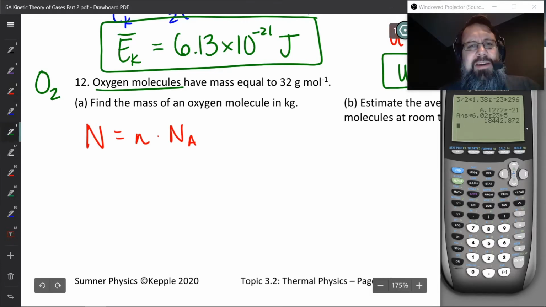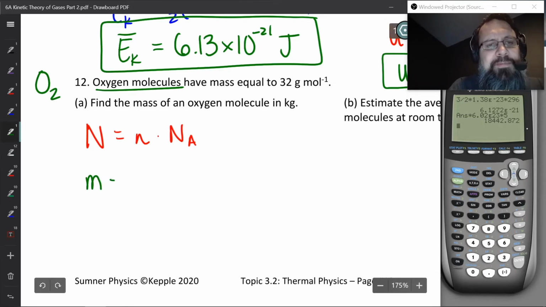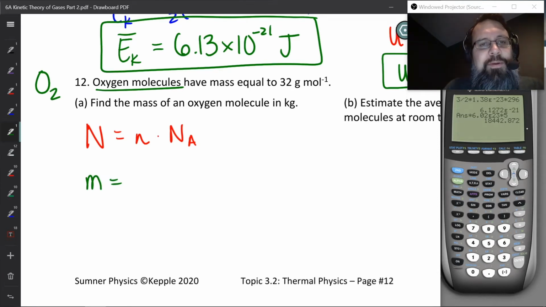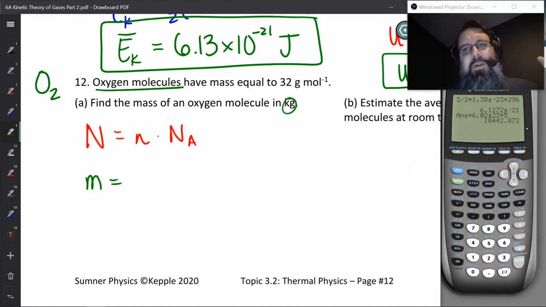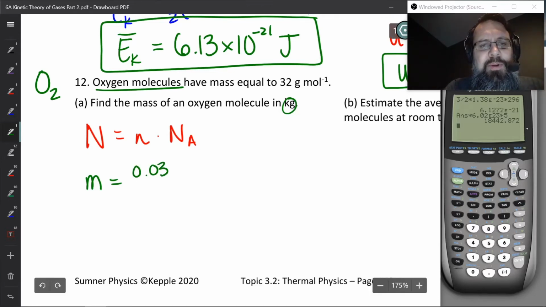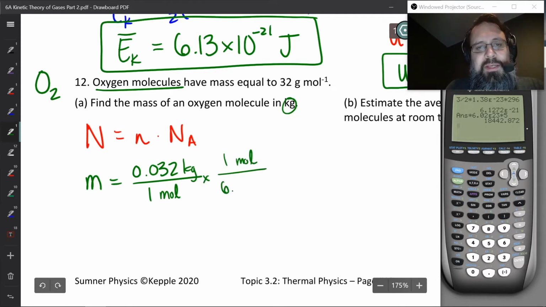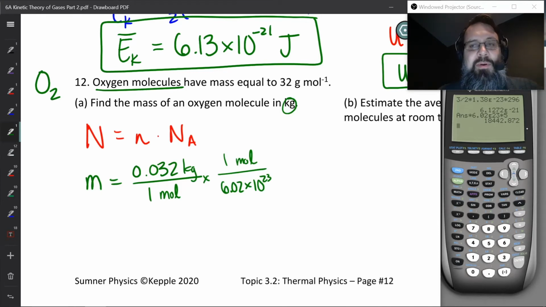So let me write this out in a different way. I'm going to write down that the mass is equal to, so we're going to have 32 grams. I'm going to write this in kilograms because that's the unit that we're supposed to use because it says kilograms. So to convert 32 grams into kilograms, I'm going to take 0.032 kilograms per 1 mole. But I also know that 1 mole is 6.02 times 10 to the 23rd molecules. And so now I'll have this in kilograms per molecules.